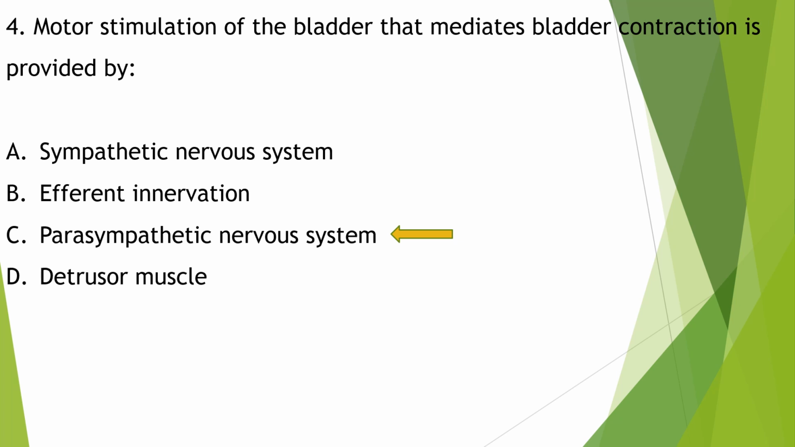The detrusor muscle is found on the walls of the bladder and it relaxes or contracts based on nervous stimulation. Efferent innervation is the process of carrying an impulse towards the intended muscle.